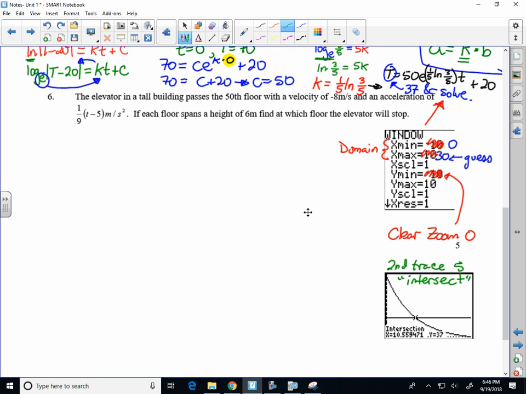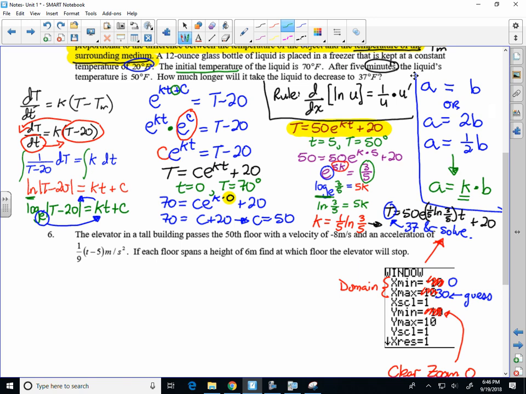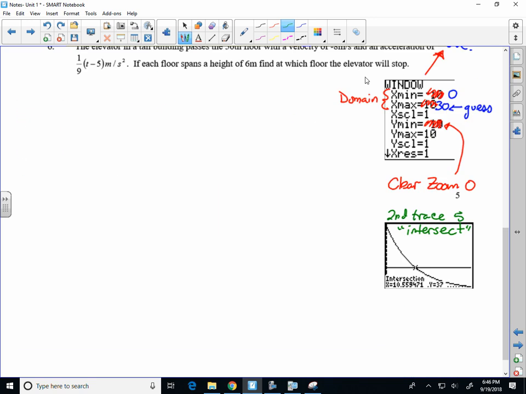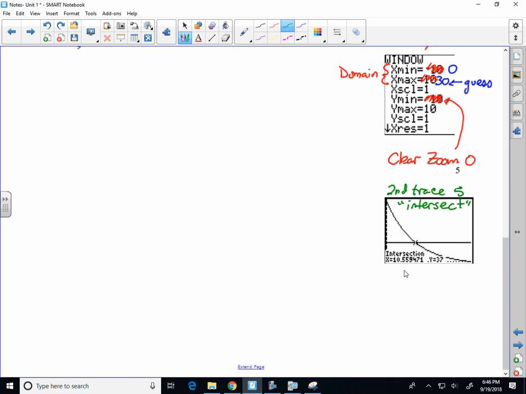But it said how many more minutes. All right, so it's implying that the 5 minutes have already happened, and this is starting off at time t equals 0. So we subtract off the 5, so therefore about 5.6 more minutes, because 5 minutes have already happened in the problem.